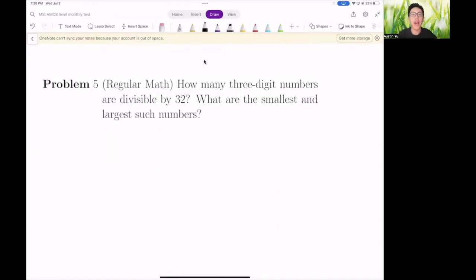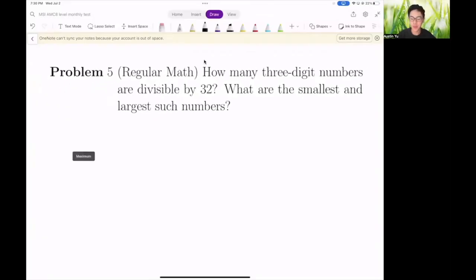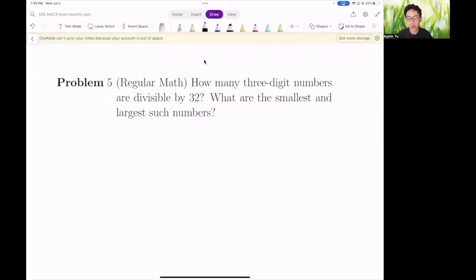Problem 5. How many three-digit numbers are divisible by 32? And what are the smallest and largest such numbers? So let's calculate the smallest number first. The smallest number is obviously going to be 128, right? Because 128 is just 32 times 4, and that's the smallest three-digit number that is divisible by 32.